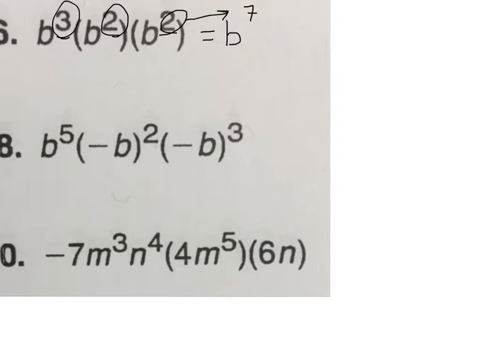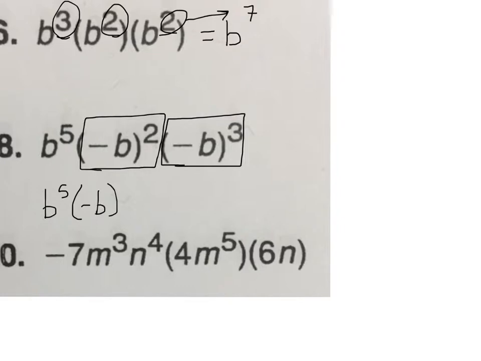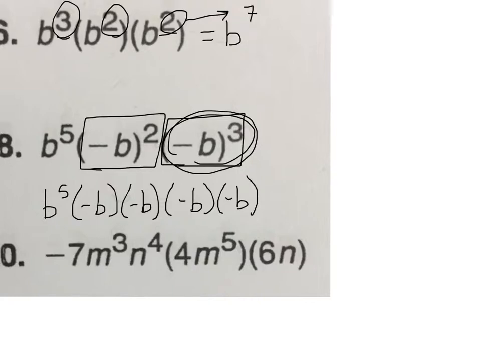Okay? Now, this whole thing is being squared, isn't it? And this whole thing is being cubed, isn't it? So let's write out what we've got. We've got b to the 5th. And then right here, this says negative b being what? Squared. So that means negative b times negative b, right? And then right here I've got negative b cubed, which is negative b times negative b times negative b, right? So I just expanded what we're actually doing.